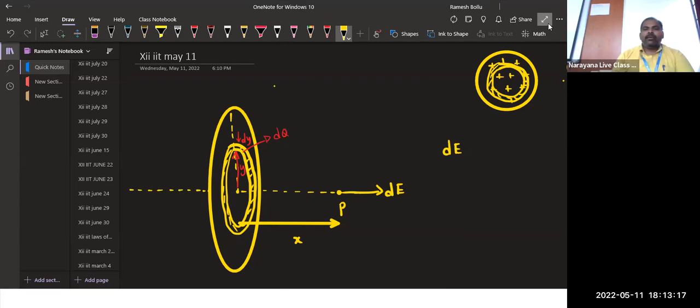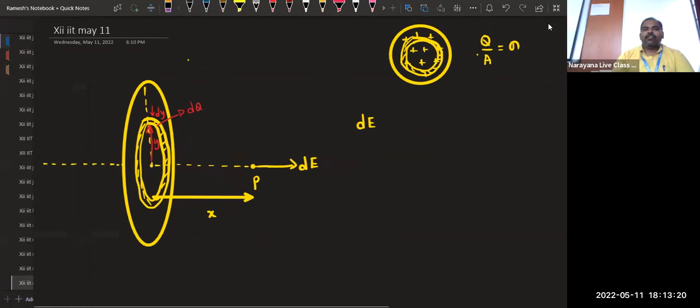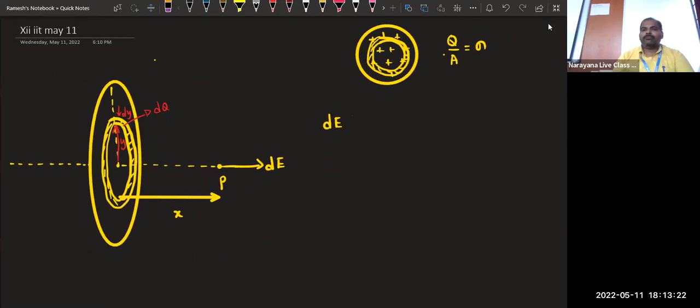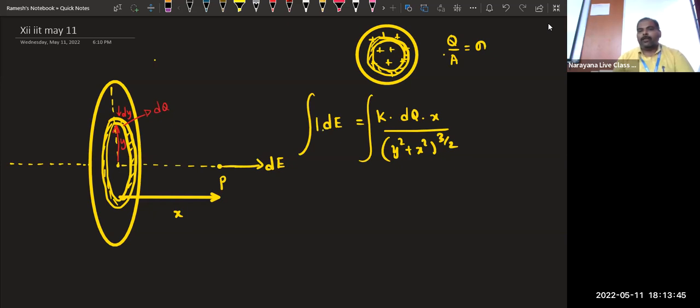Okay, so tell me, this is a direct formula. What is the electric field due to a charged ring formula? K into dq into x, whole divided by how much? (y square plus x square) whole power 3 by 2. It's a direct formula. Now I want the total electric field. What do I have to do? Integrate on both sides. Integration of dE.